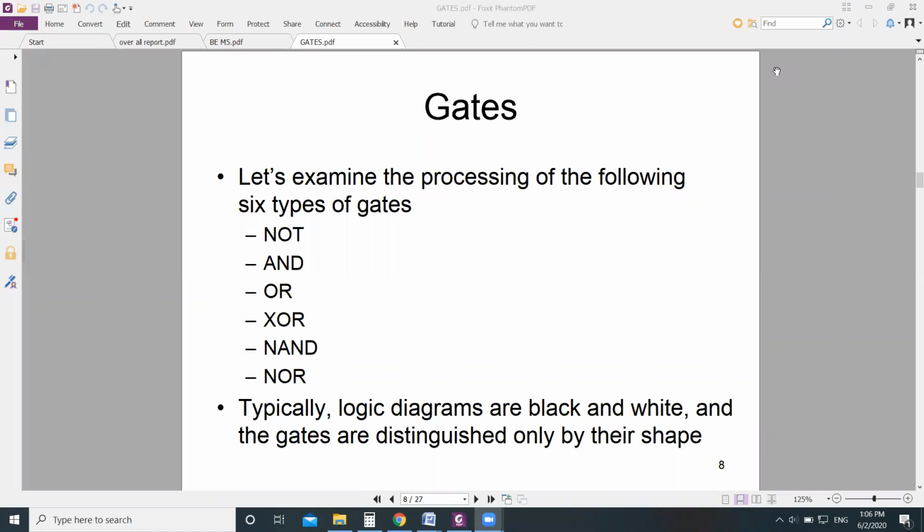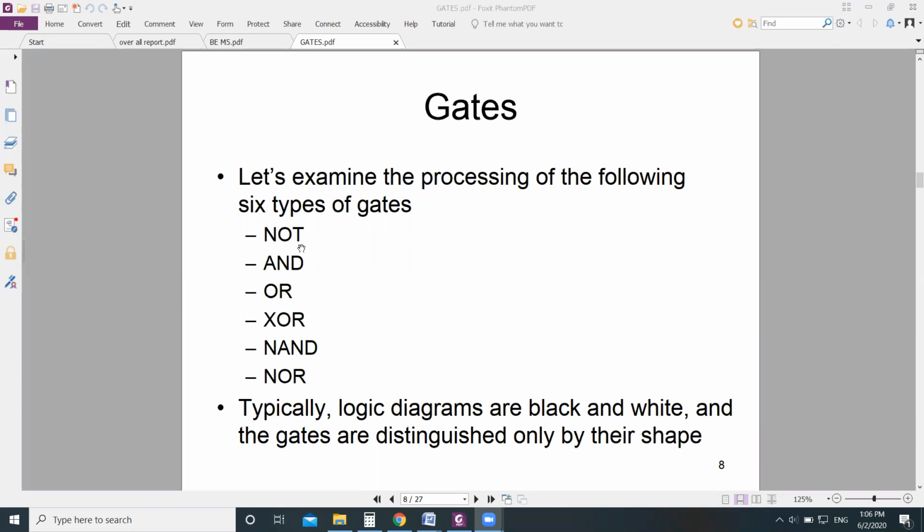So in this class, we'll be discussing the logic gates. What are logic gates? How are the logic gates working? What are the different types of logic gates we have? What inputs make the output high? What inputs make the output low? All those things we'll be discussing in this video lecture.